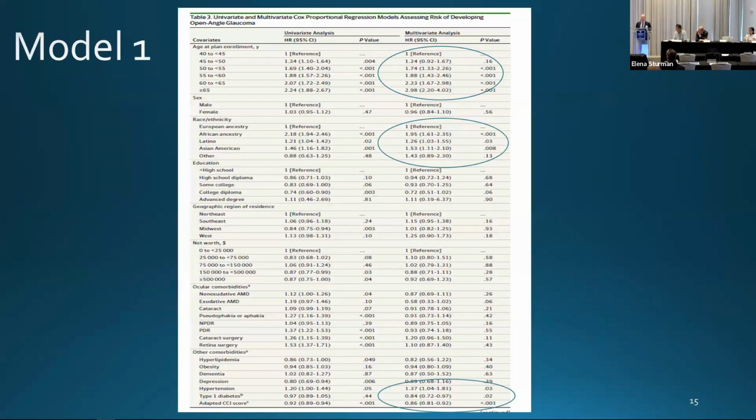This is a busy slide, but it basically shows the results of our primary model. Not surprisingly, we found that higher age is associated with an increased hazard of developing incident glaucoma. We found that race was important. African Americans, Latinos, and Asian Americans had a higher hazard of glaucoma. Various education and socioeconomic factors were not statistically significant.